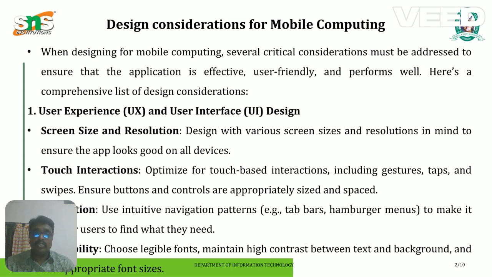Next one is the touch interaction. So we have to optimize the touch based interactions and different gestures, taps and swipes, and we also have to ensure different sizes of buttons and controls, which is also very important. And the navigation: we need to include different bars and menus, so that whatever the user needs is provided. And next comes accessibility, where we have to use legible fonts, and make a balance between the brightness and contrast of the text and background, and use appropriate font sizes.